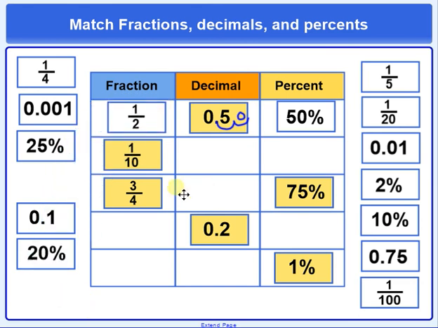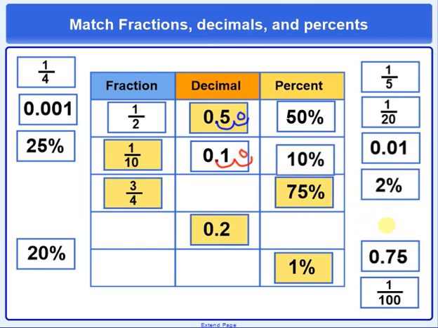All right, let's move right along. How do you say this fraction? 1/10. So where is our 1/10? That should be 0.1. That's right over here. And if we have 0.1 and we move the decimal 2 spots, we're going to get 10%, which is right over here.